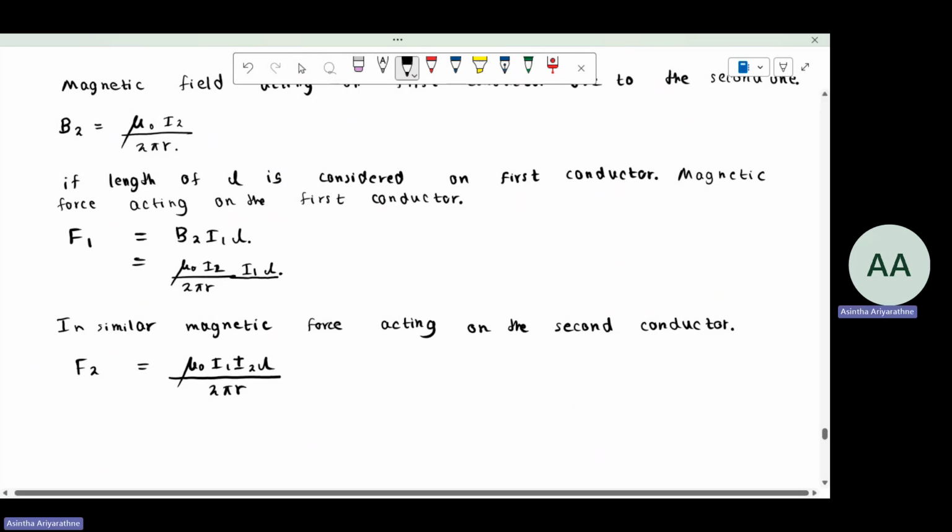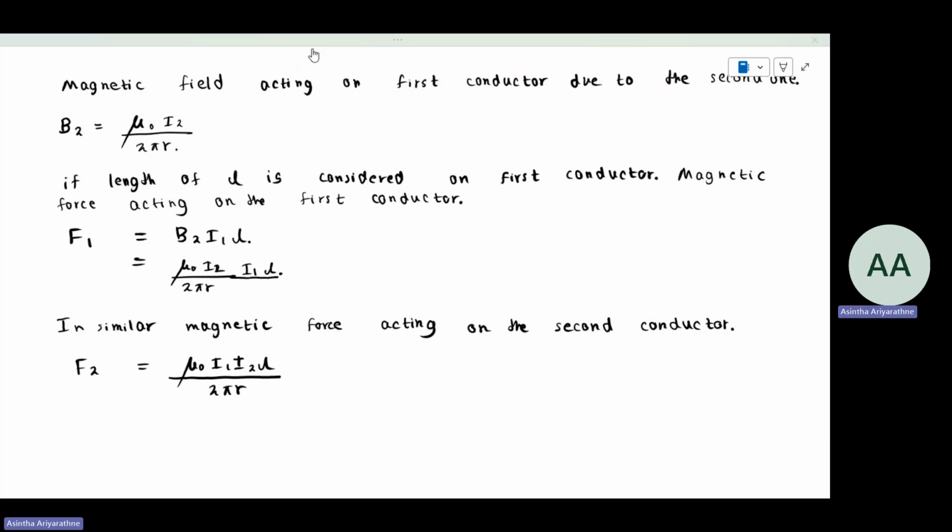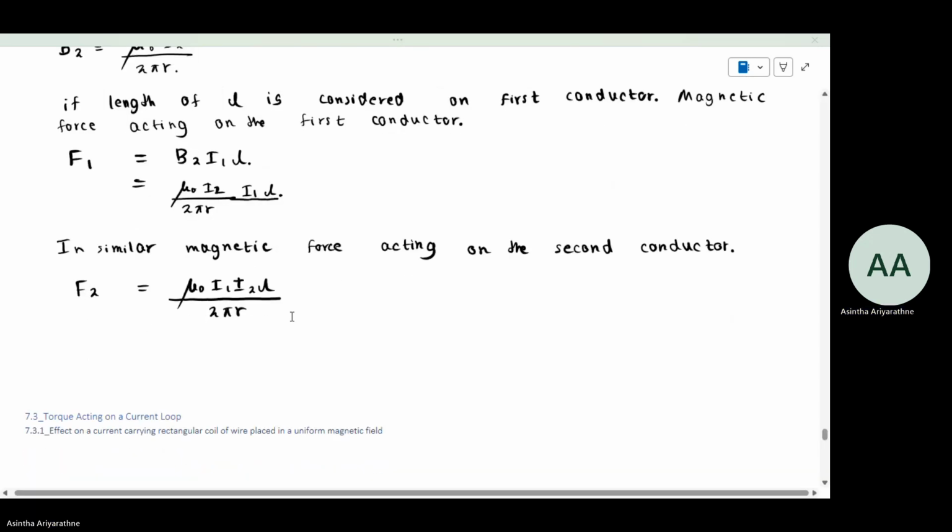Same. Right, so we can say this is the mutual magnetic force acting on the two current carrying conductors. The direction we can find either by using the left-hand rule or by considering the resulting magnetic field due to the two separate magnetic fields. We can find the direction of this magnetic force.